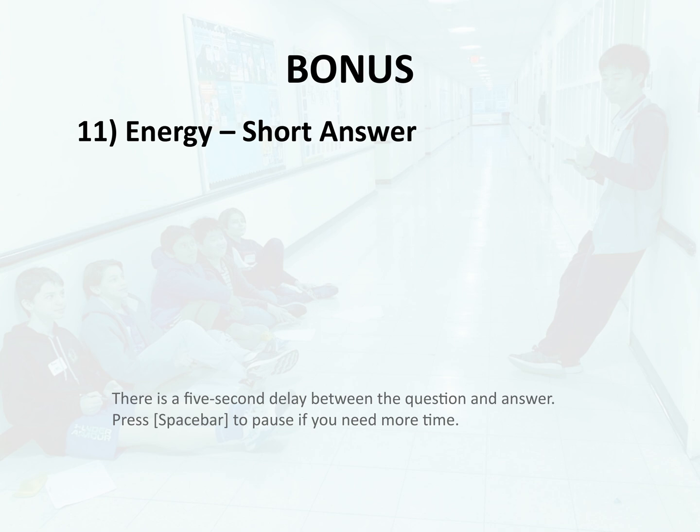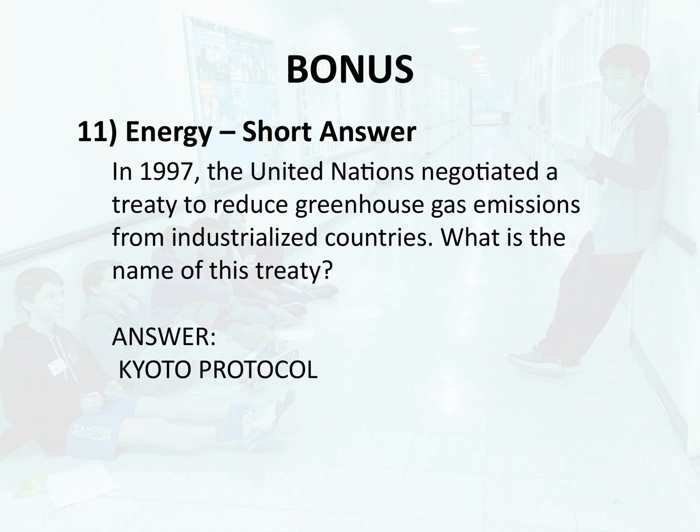Bonus 11. Energy, short answer. In 1997, the United Nations negotiated a treaty to reduce greenhouse gas emissions from industrialized countries. What is the name of this treaty? Answer. Kyoto Protocol.